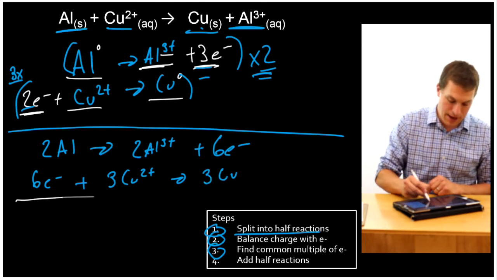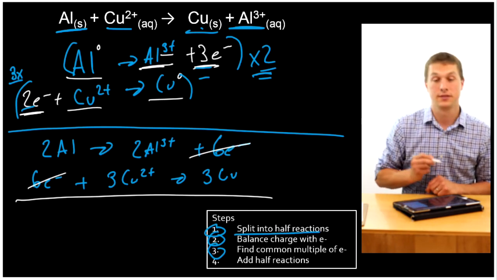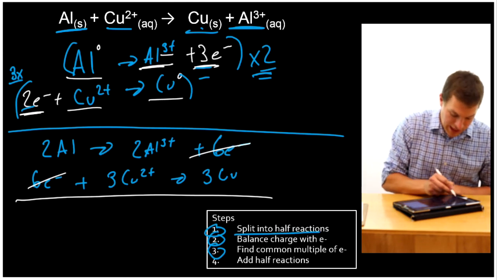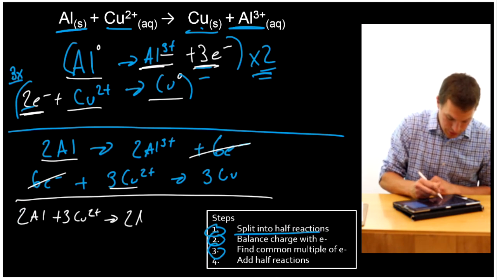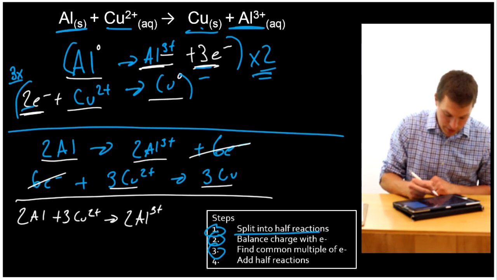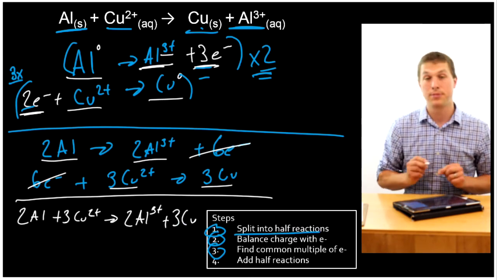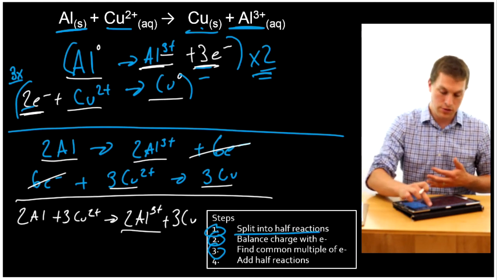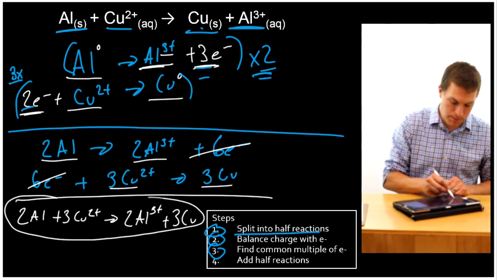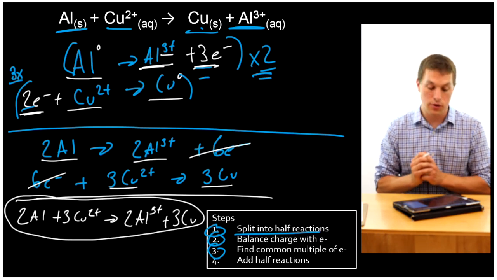Now, last step, I'm going to add them up to get my final reaction. My electrons cancel out. I gave up 6 electrons up here, and I gained the 6 electrons down there. And when I write my new reaction, I'm just going to bring down my reactants, 2 aluminum plus 3 copper 2 plus, goes to 2 aluminum 3 plus, that's one of my products, and my other product, 3 coppers. Now notice my charges balance out, because I have 3 coppers at 2 plus, that gives me plus 6. Over here I have 2 aluminums at 3 plus, that gives me 6 plus. So now my reaction has been balanced, both in terms of charge and elements. So that's balancing a redox reaction.